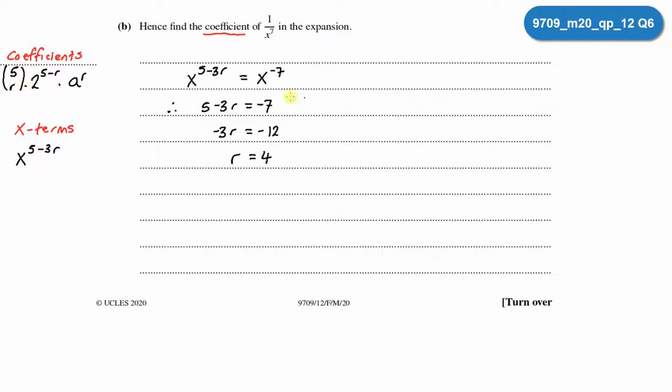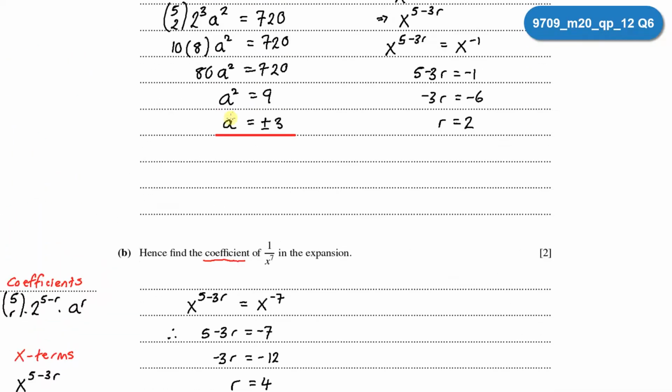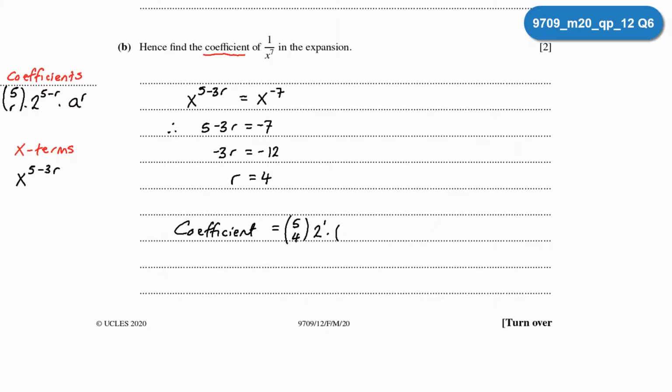So for the coefficient now, for the answer, it will simply be 5 choose 4, 2 to the power of 5 minus 4 times a to the r. Remember, we got a as plus or minus 3. So that will be plus or minus 3 to the power of r, which is 4.